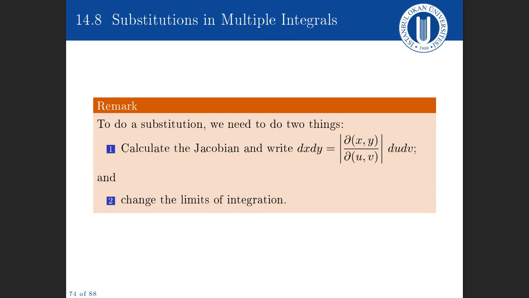And step 2, we also need to change the limits of integration. It doesn't matter which one of these steps we do first and which ones we do second. In the last example, first I did the limits of integration, and then after that I did the Jacobian, but it doesn't matter.